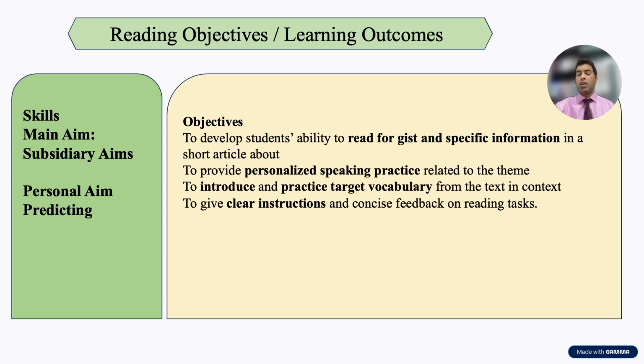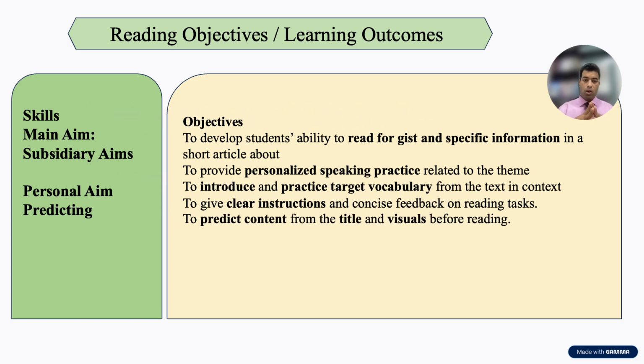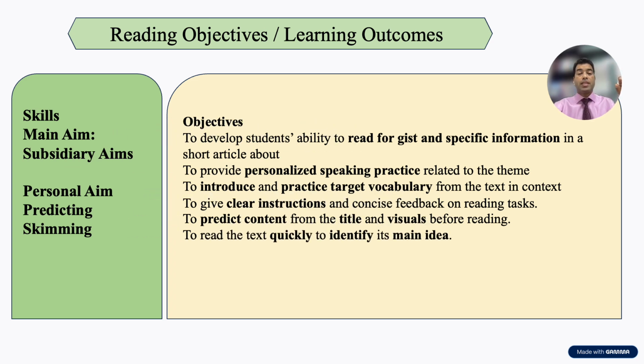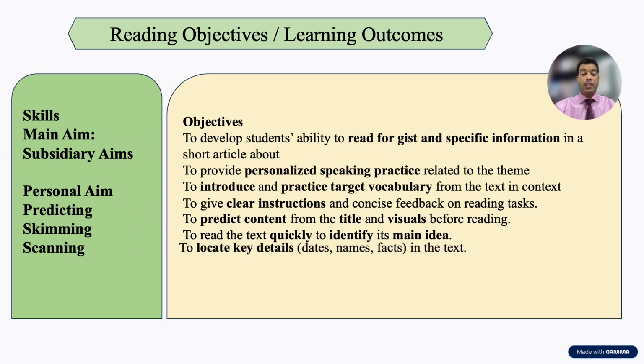Then, now we have a text, and this stage is predicting. We show it to the students and ask them to predict. The purpose of predicting is to guess what is going to happen in the text. Then skimming: as we explained, in the skimming stage students read the text quickly and identify the main idea. Then scanning is a little deeper than skimming. The purpose of this stage is to locate key details like dates, names, facts.